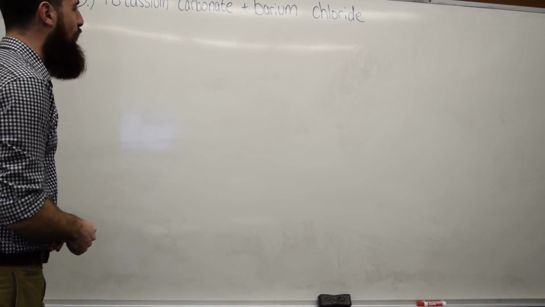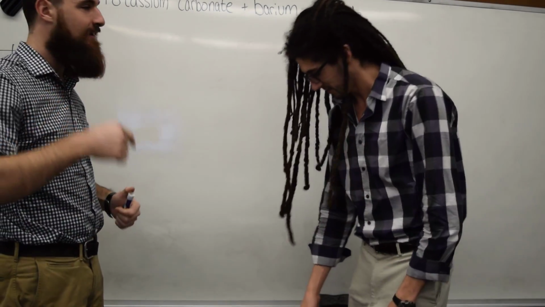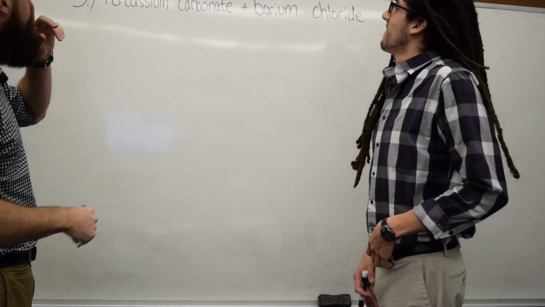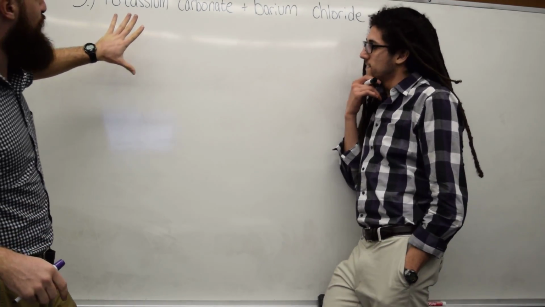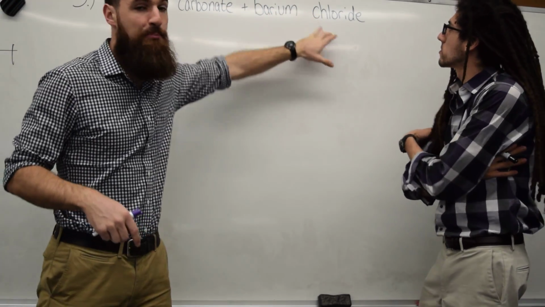Topic 1 and 2. We are about to dive right into one of these questions from the homework. So this is number 3 from the homework, okay? And it's asking us to predict the products of this reaction between potassium carbonate and barium chloride.